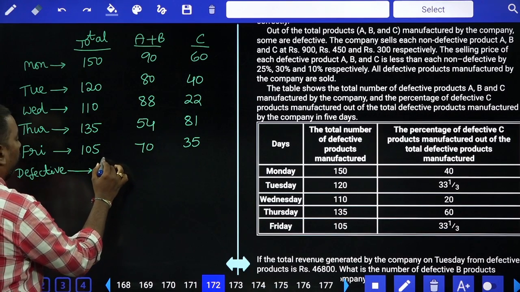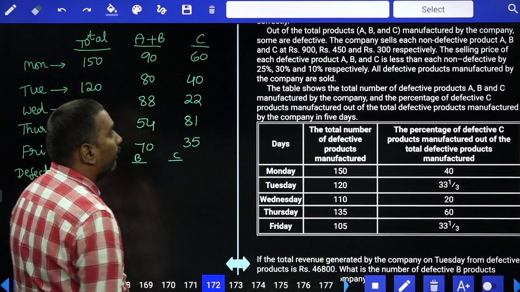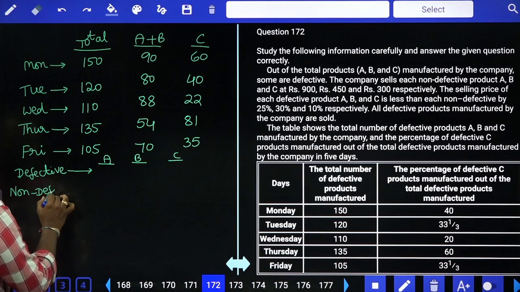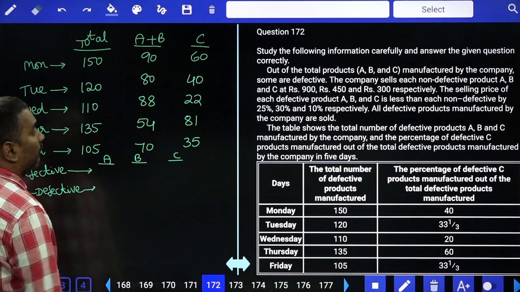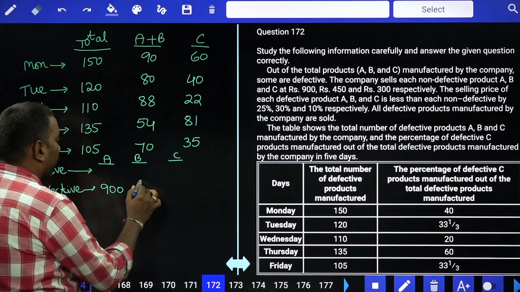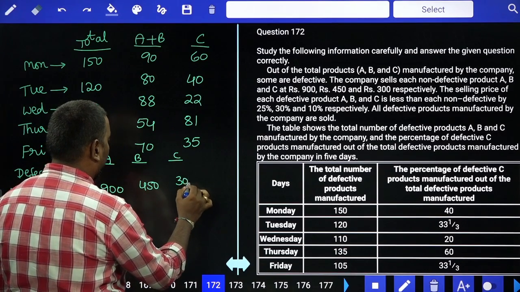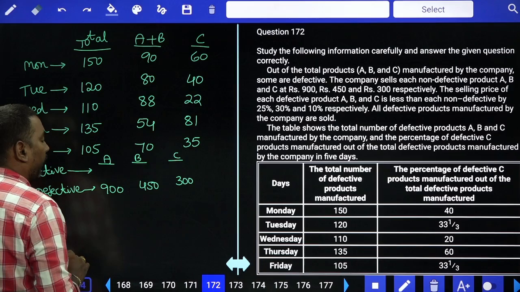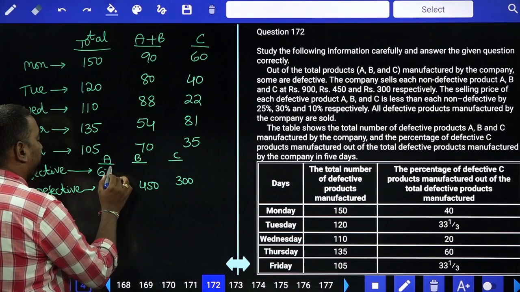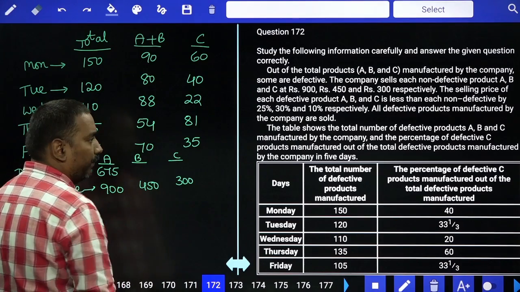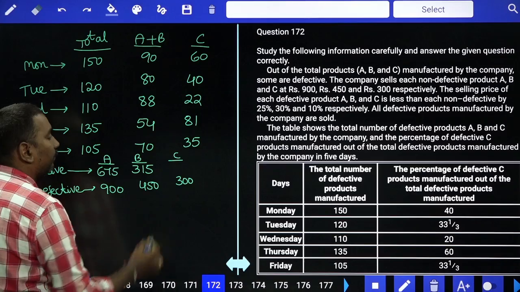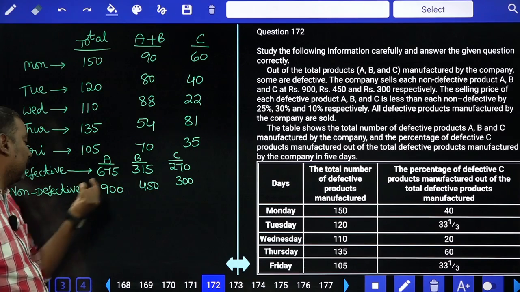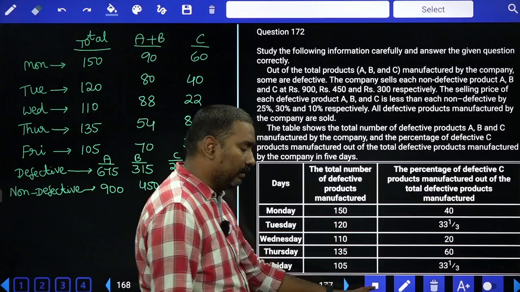Defective prices of A, B, C, defective products, non-defective products. The non-defective products of A, B, C are 900 rupees, 450 rupees and 300 rupees. These are the non-defective prices. And the defective products are less by 25%: 25% of 900 means 225 rupees less, remaining 675. 30% of 450 means 135 rupees less, remaining 315. 10% of 300 means 30 rupees less, remaining 270. So these are the defective product selling prices and the non-defective product selling prices. That's the meaning of the given information.